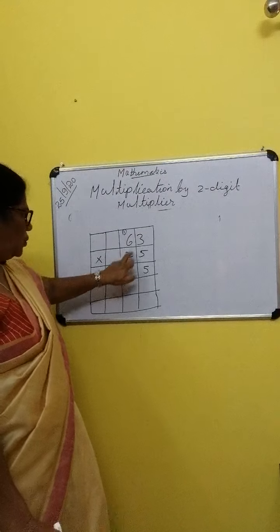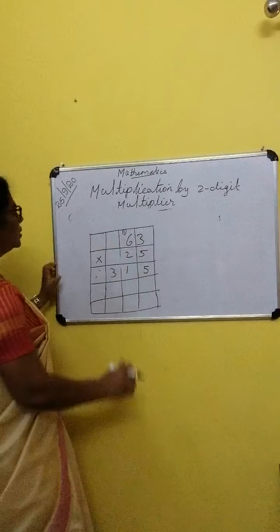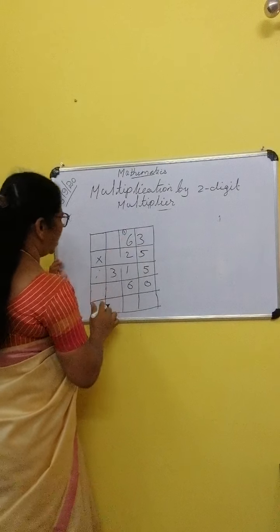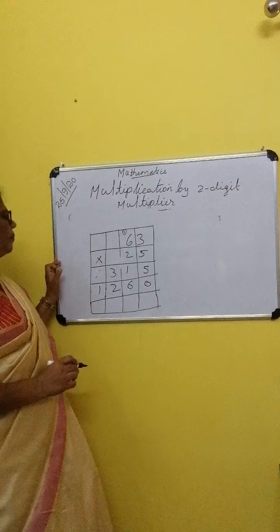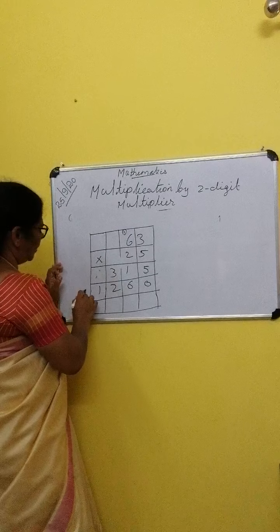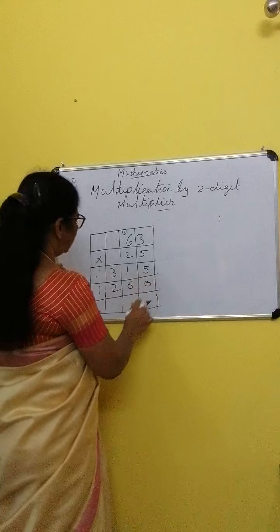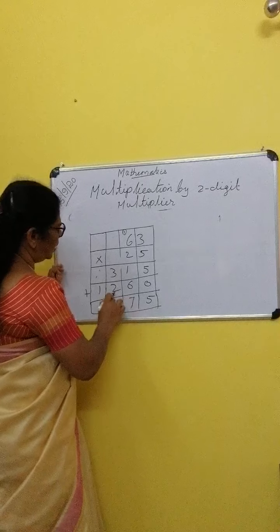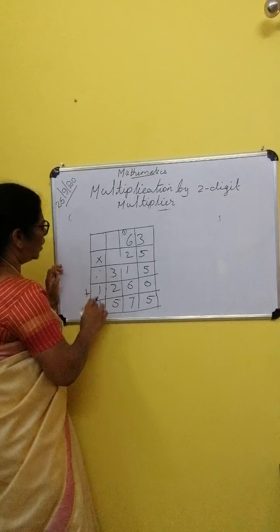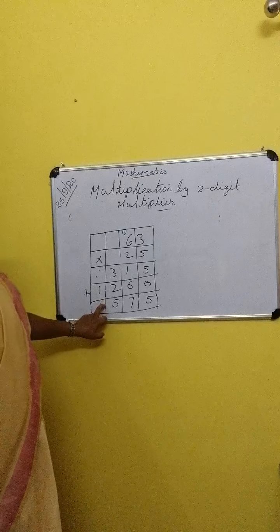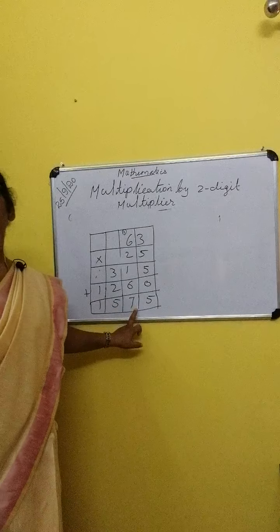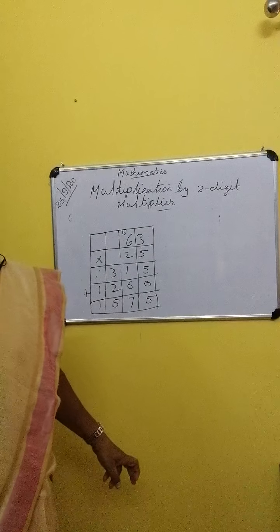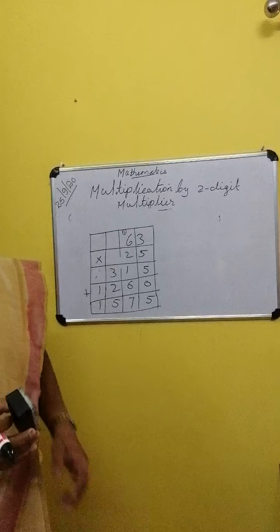Then next step, 2 into 3. First you put 0. 2 3s are 6. Then 2 6s are 12. Then put plus. Then add these two lines. 5 plus 0, 5. 6 plus 1, 7. 3 plus 2, 5, 1. You have to read 1575. Understood? 1575. You can see one 4-digit number.